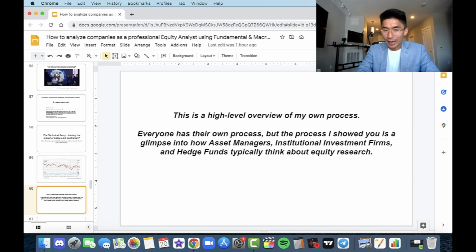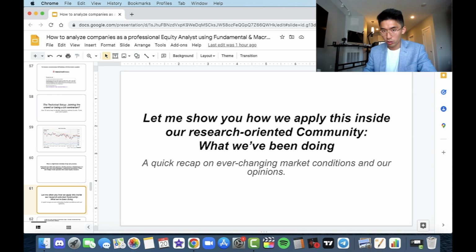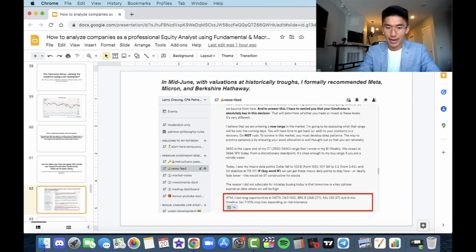So this is a high-level overview of my process. Everyone has their own process, but the process I showed you is a glimpse into how asset managers, institutional investment firms, and hedge funds typically think about equity research. So now let me show you how we've been applying this inside our research-oriented community in terms of what we've been doing, and give you a quick recap on ever-changing market conditions and our opinions.